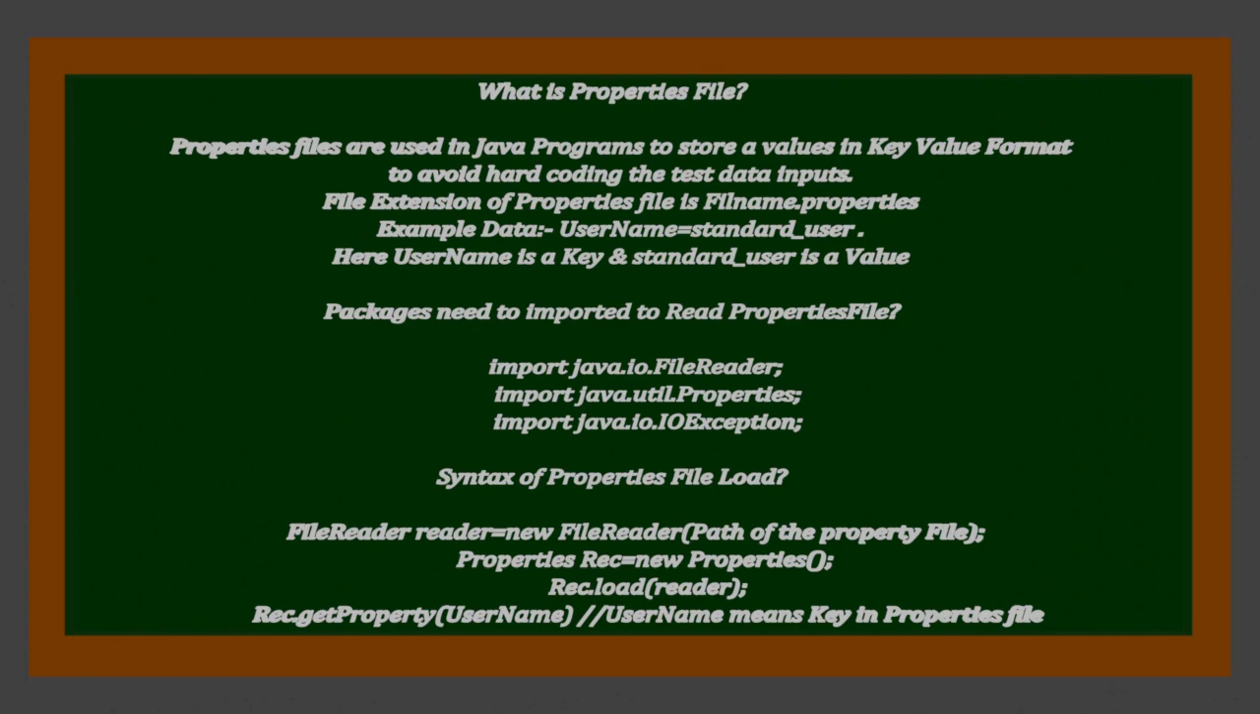And the third step is, once you load it, all the values will be stored inside the properties, in key-value pair format. So on that particular property, if you call getProperty and pass the key, it will give you the value. Okay, so let's see a practical example of how to implement a property file.